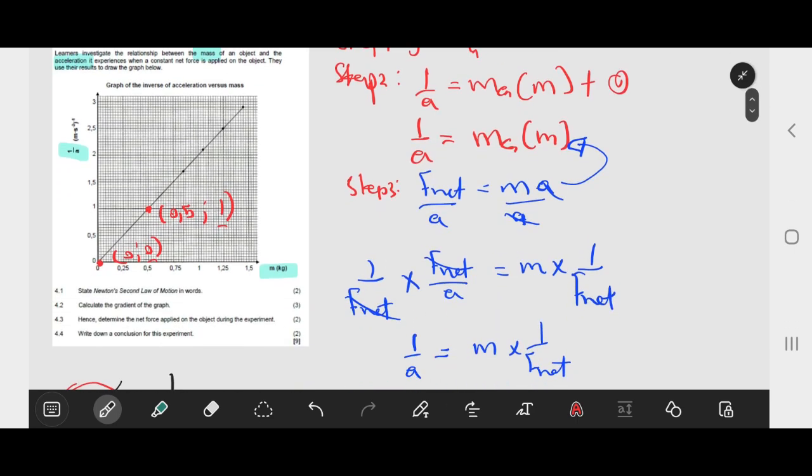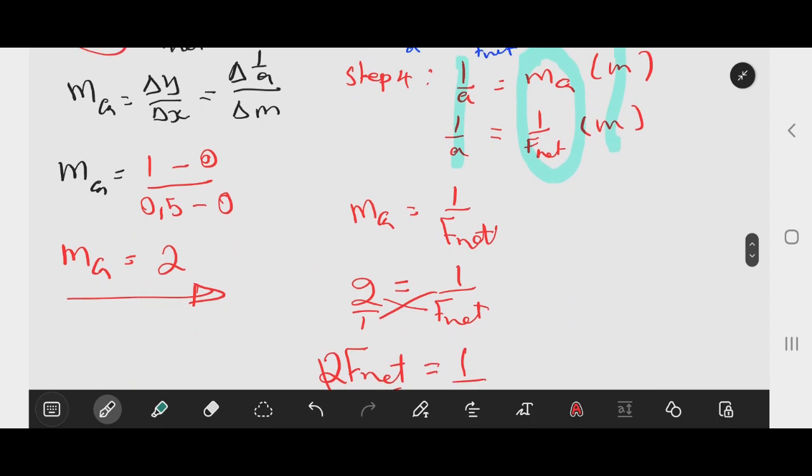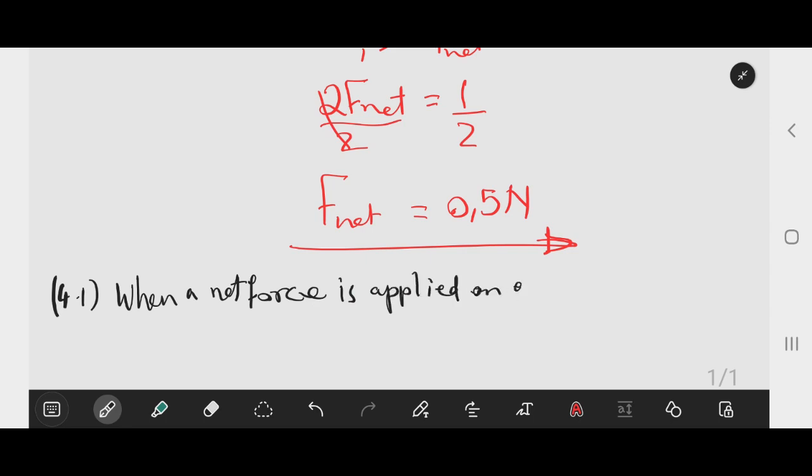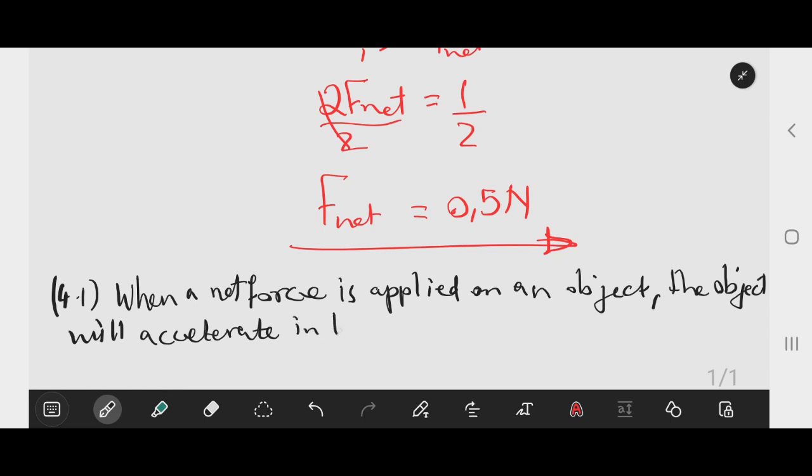We have 4.1, state Newton's second law of motion in words. So for 4.1, we'd say when a net force is applied on an object, the object will accelerate in the direction of the net force.